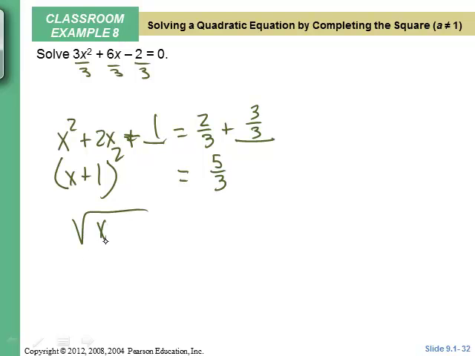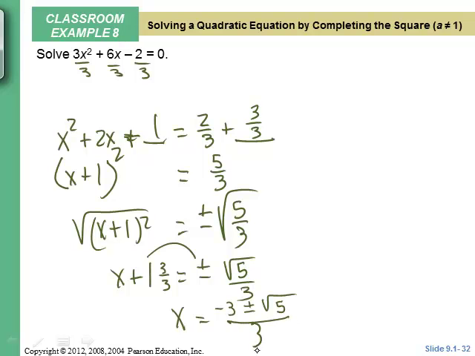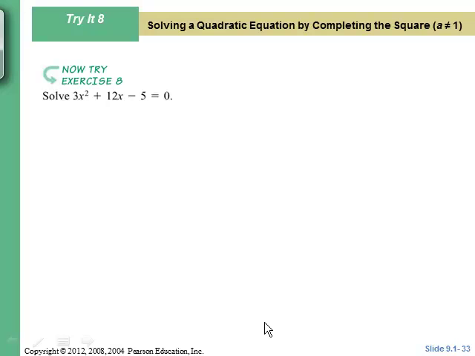Take the square root of both sides. You get x plus 1 equals plus or minus square root 5/3. I would write this as 3/3. Subtract 3/3 from both sides. X equals negative 3 plus or minus square root 5 over 3. You do this one.